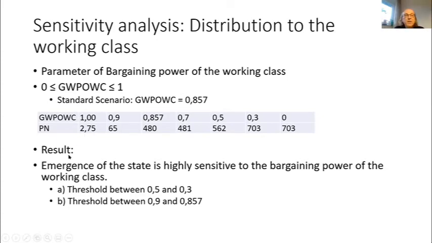And you see here that, first of all, the emergence of the state is highly sensitive to the bargaining power of the working class. In the case of 1, there is no dynamics at all in the model. No positions emerge because all food is going directly to the working classes, to the productive members of the social unit. And when there's no bargaining power at all, then there's a very high number of hierarchical positions. And moreover, you see two thresholds here, one between 0.5 and 0.3, and one, which is very sharp, between 0.9 and 0.7, I would say. And in the original standard scenario, it was 0.857 for whatever reason.